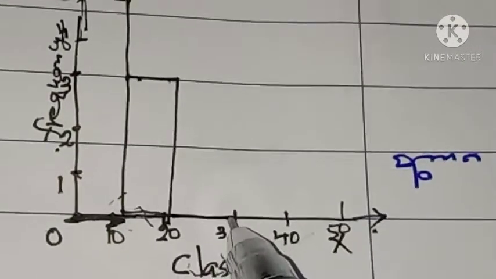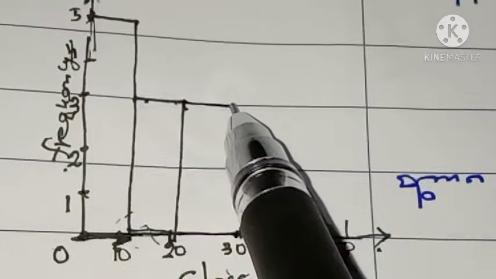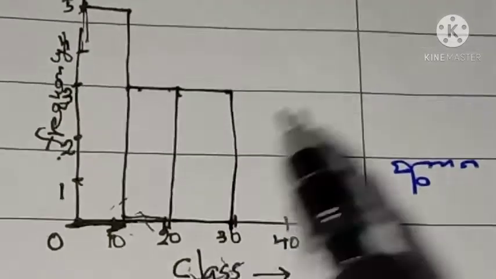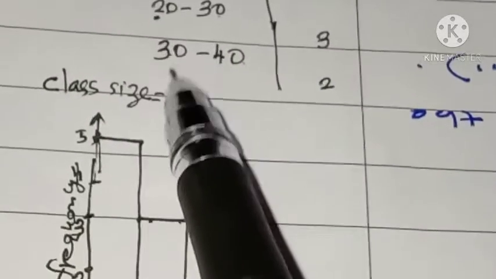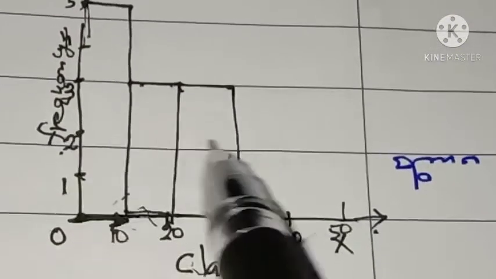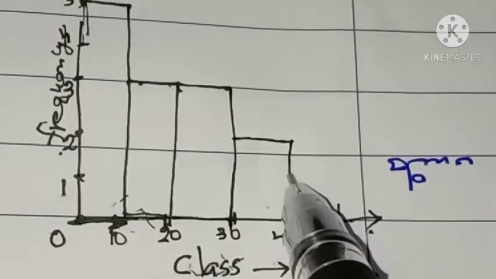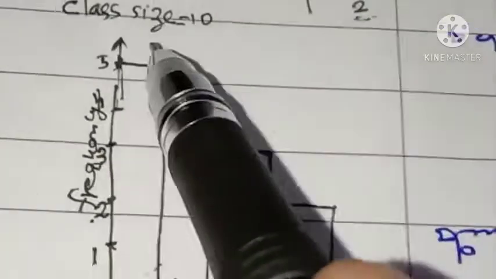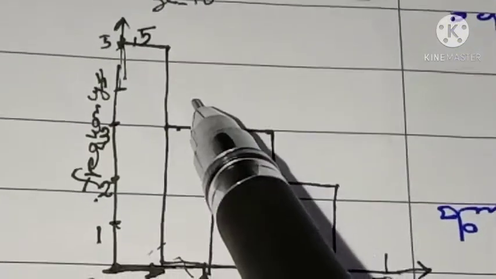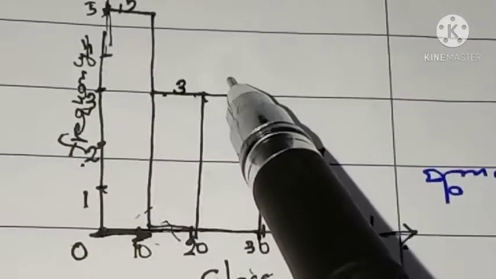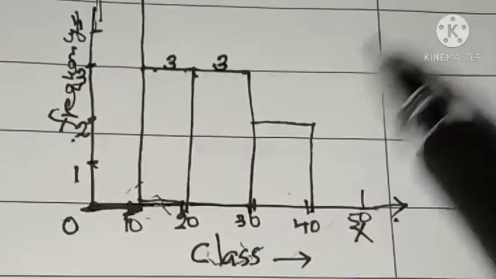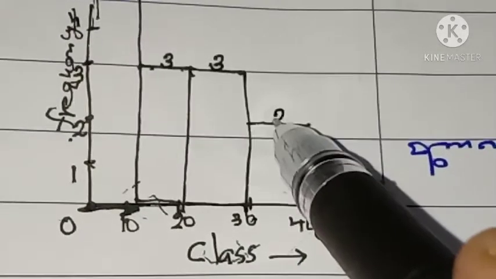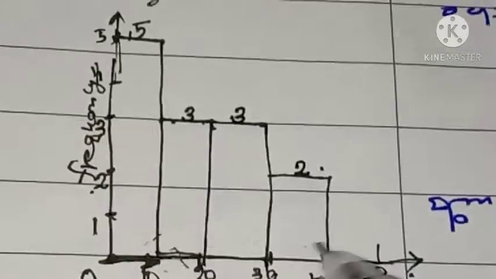Next class is 20 to 30. So this is 20 to 30. Frequency is 3, so draw a rectangle of height 3. Now the last class is 30 to 40. Frequency is 2. So here it is 2, and this is the rectangle with height 2. This class frequency is 5, this class frequency 3, the 20 to 30 class frequency is 3, the 30 to 40 class frequency is 2. So this is the histogram for representing the given data.